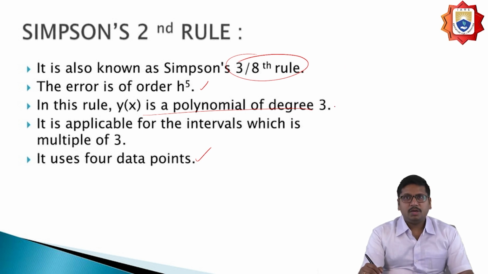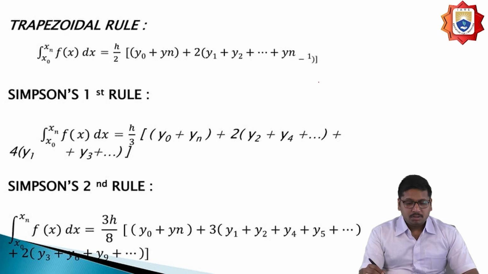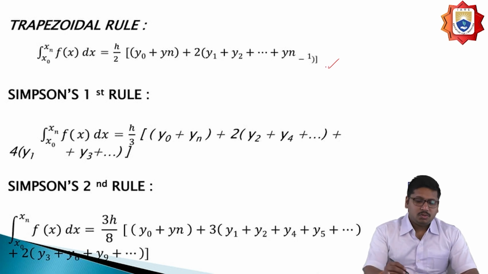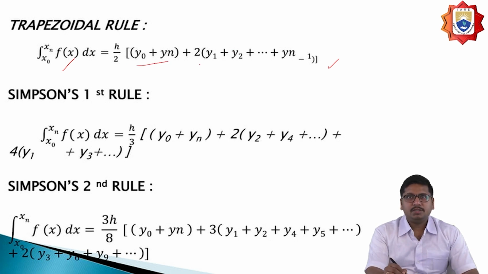Now, you already know the trapezoidal rule. The trapezoidal rule is given by the equation: integral from x naught to x n of y dx is equal to h by 2 into y naught plus y n, plus 2 into y1 plus y2 plus up to y n minus 1.